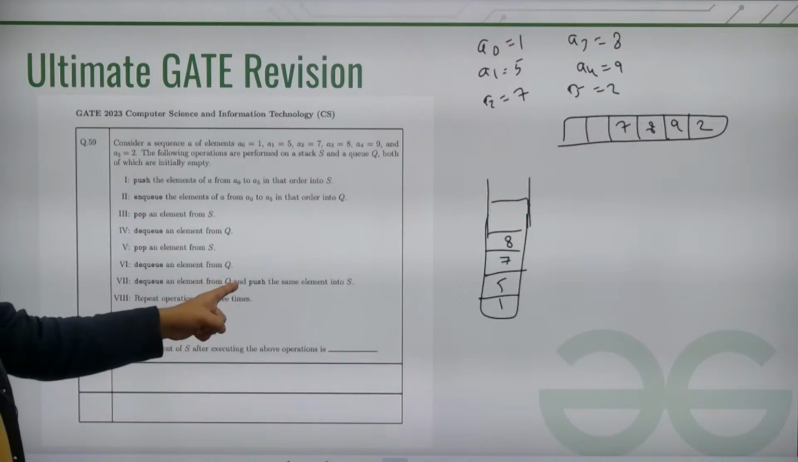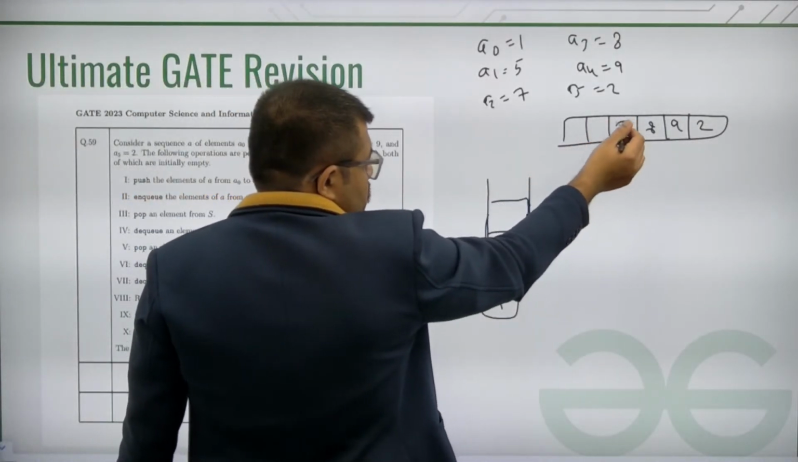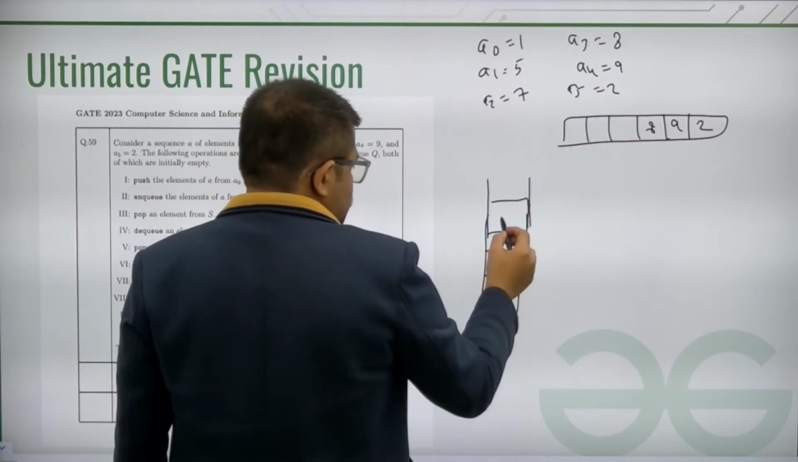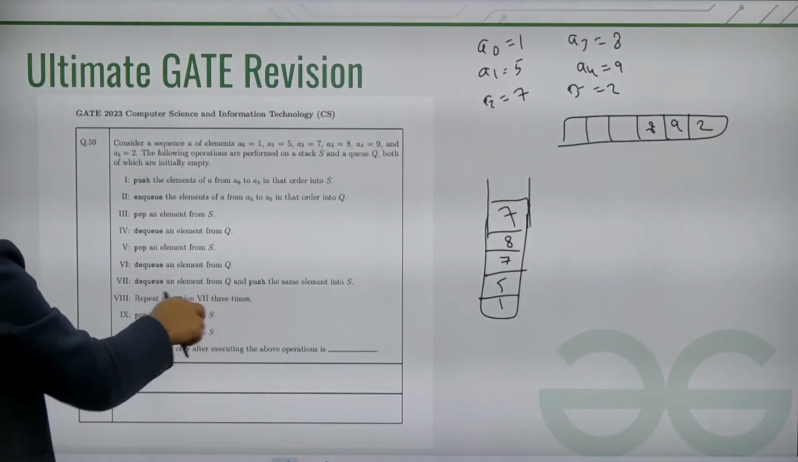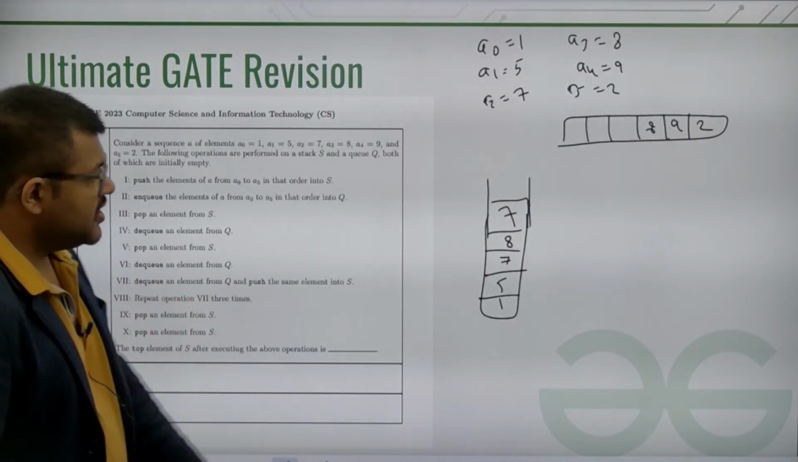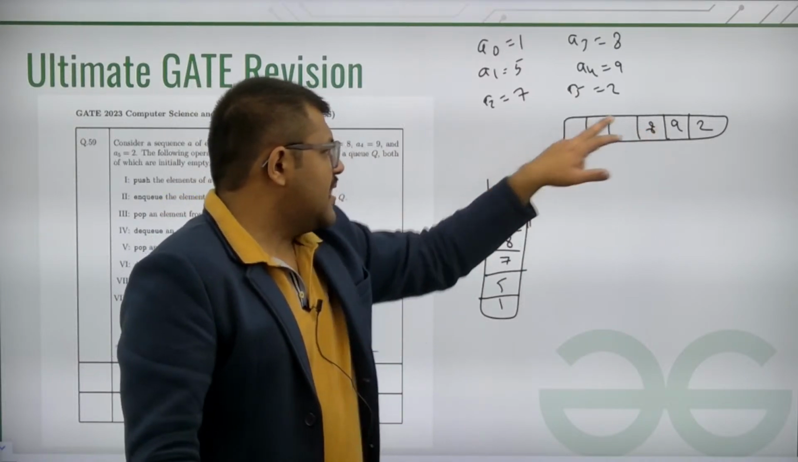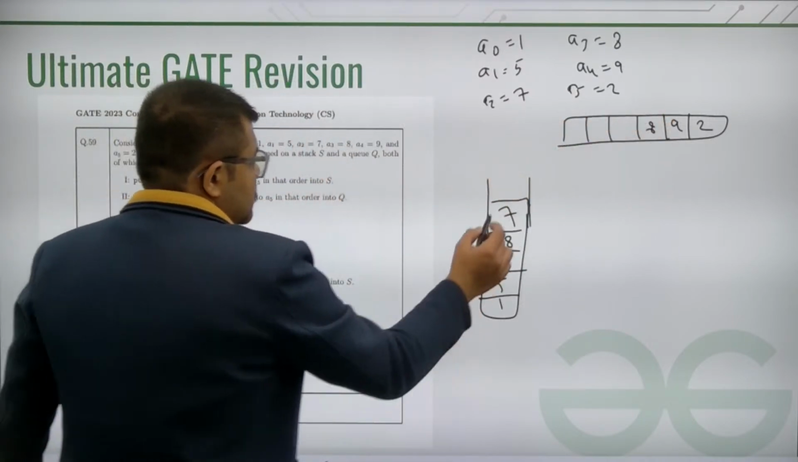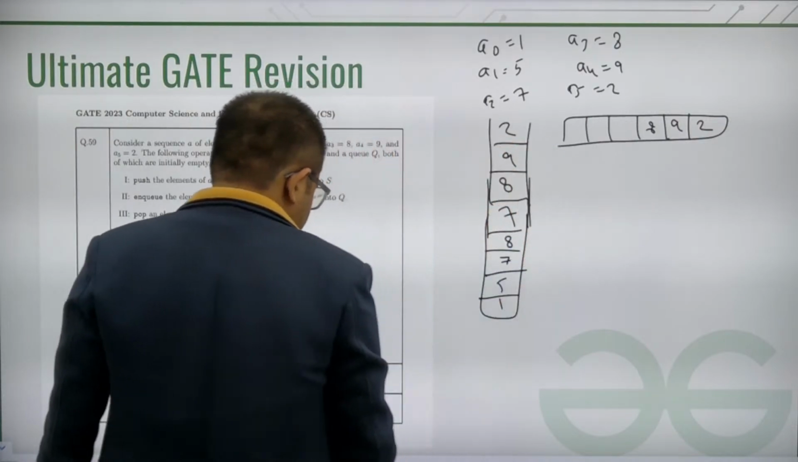Dequeue an element from Q and push the same element into the stack. So dequeue the element from Q, so you remove 7 from here and push the same element in the stack. Repeat operation 7 three times. So you repeat the 7th operation 3 times. So dequeue from here and push it here. So you push 8 here, then 9 here, and then 2 here. So this will become 8, 9, and 2, and you remove it from the Q.